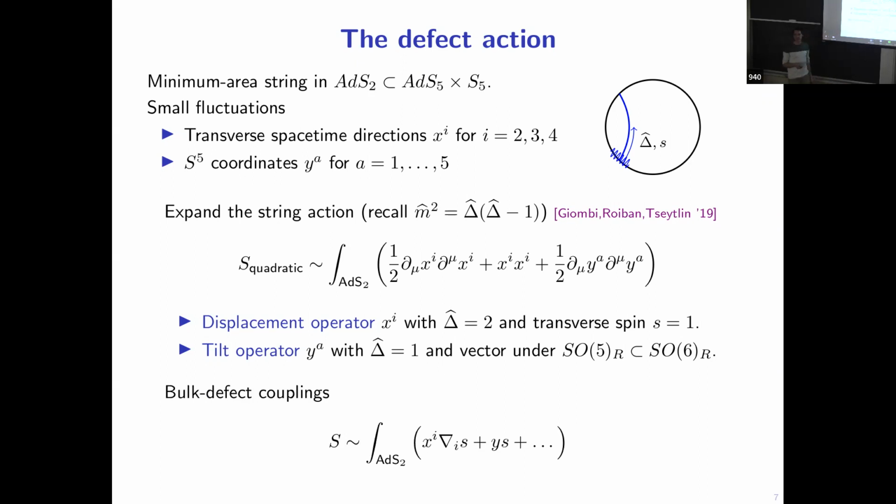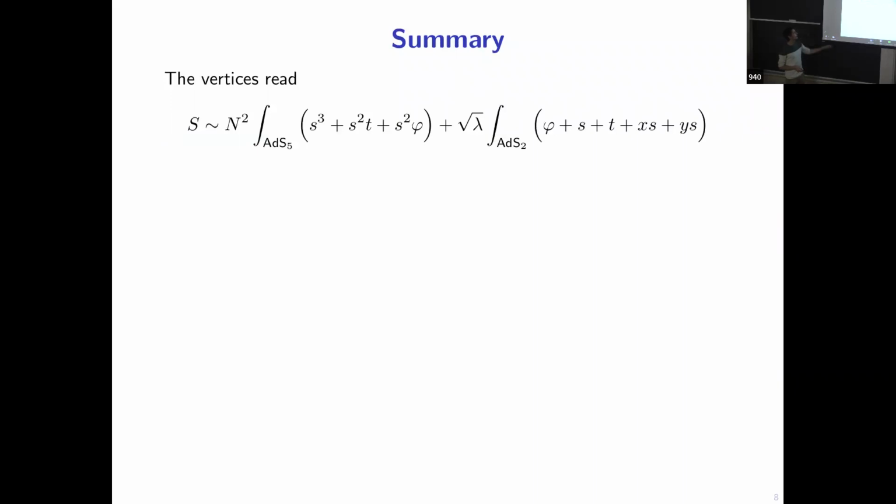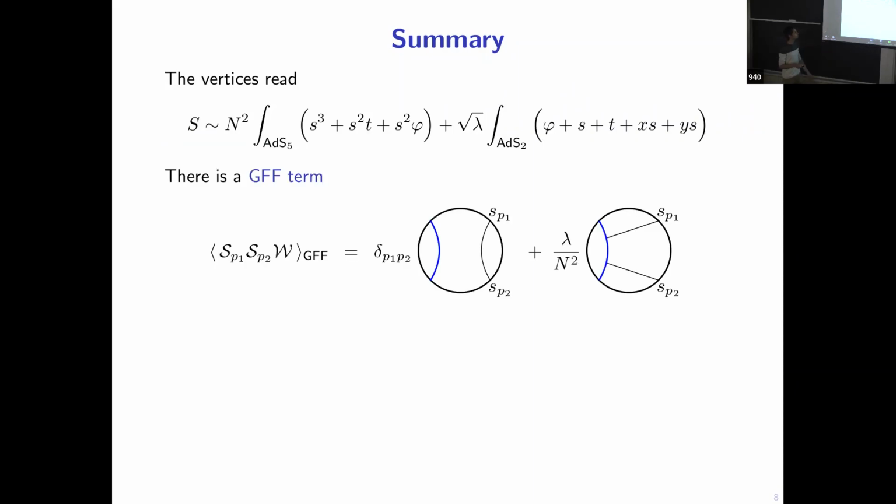But there are also interaction vertices. So in particular, you can have this S as a bulk operator, let's say, and it can couple to these defect fluctuations, these x and y. So just to summarize what I've said, we have some operators S, T, and phi that live in AdS5, and we have some fluctuations x and y that live in AdS2, and they interact. So with these vertices, we can go ahead and start writing diagrams.